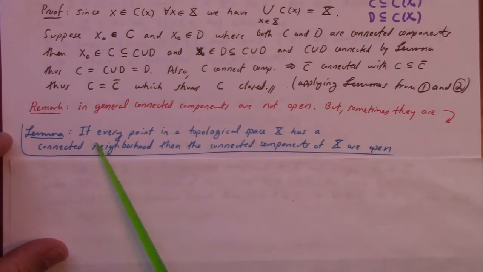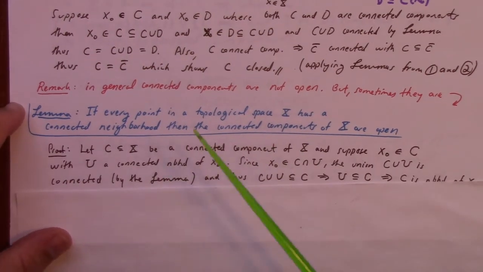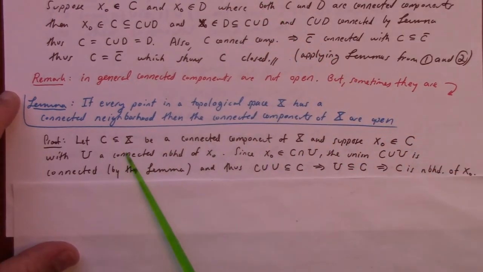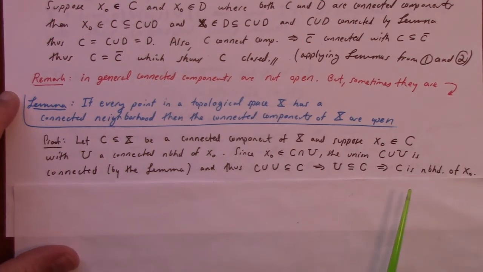So if every point in a topological space has a connected neighborhood, then the connected components of X are open. All right. So let C be a connected component of X. Suppose x naught is in C with U a connected neighborhood of x naught. Then since x naught is an element of the intersection of C and the neighborhood, and the union of C and the neighborhood is connected by our lemma, then C union U is a subset of C, which means that U is a subset of C, which means that C is a neighborhood of x naught.